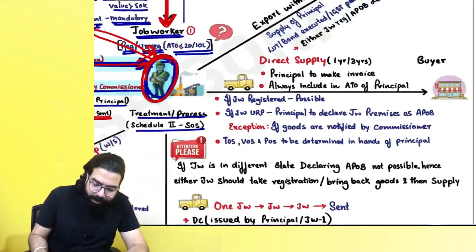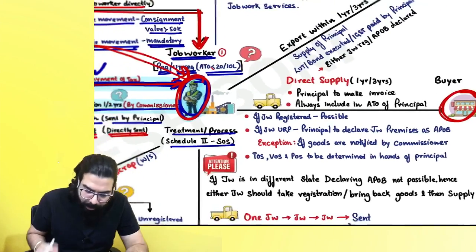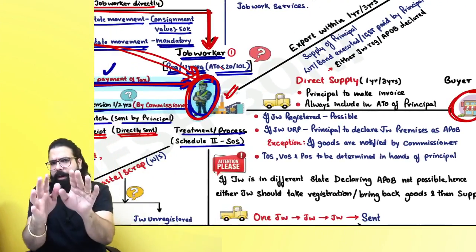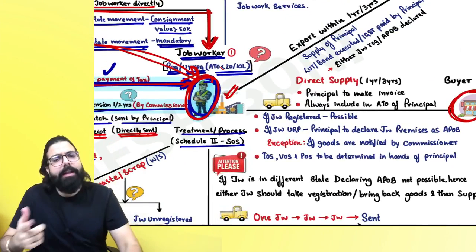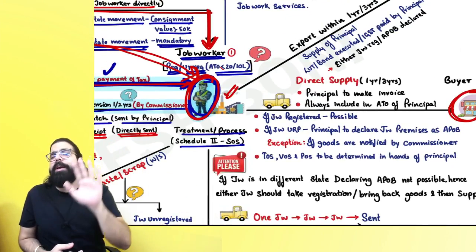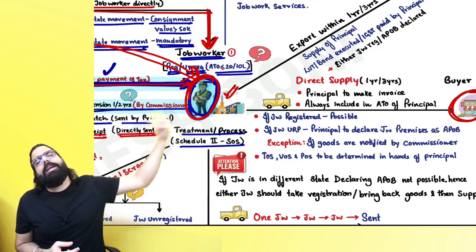Here it is, everyone. Supposing I found a buyer who was near the job worker. My goods are already ready with the job worker. Listen. Once your goods are ready with the job worker, you can either bring the goods back within 1 year or 3 years, or within 1 year or 3 years, you can directly sell it. You can directly sell it also.